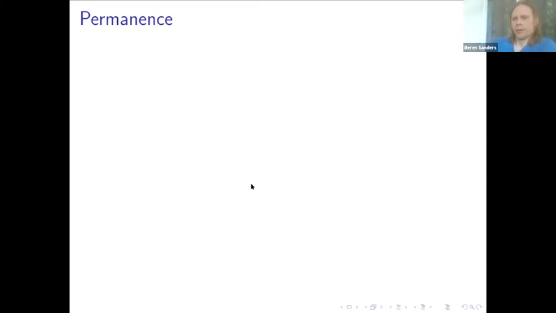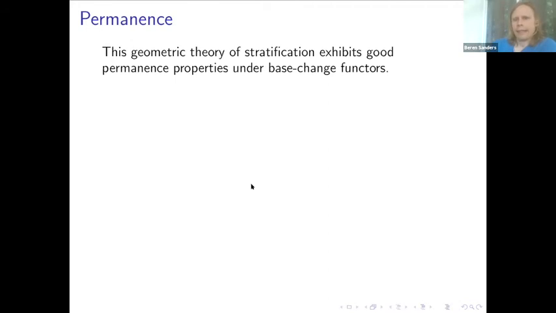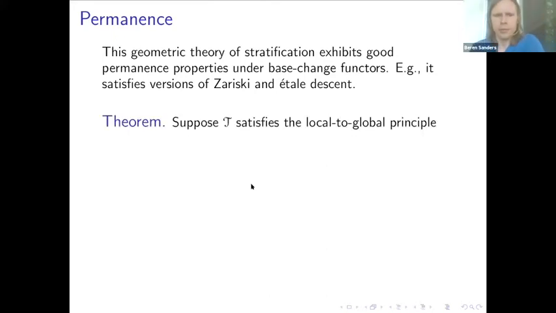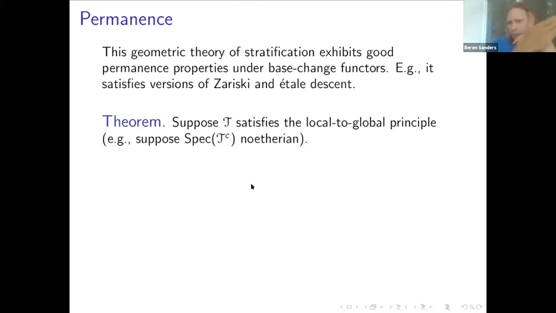Another feature of our theory of stratification is that it exhibits good permanence properties under changing categories. For example, it satisfies versions of Zariski and étale descent. So, for example, we have the following theorem. Suppose that T satisfies the local to global principle. For example, by our previous theorem, suppose that the spectrum is Noetherian.